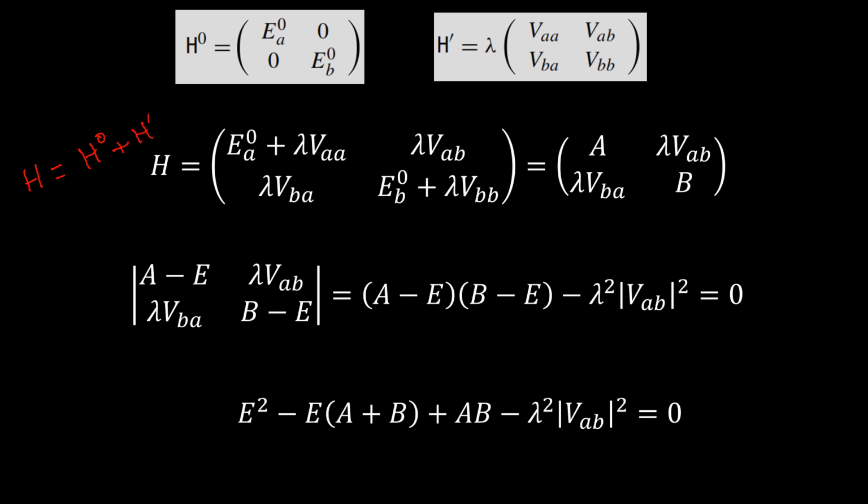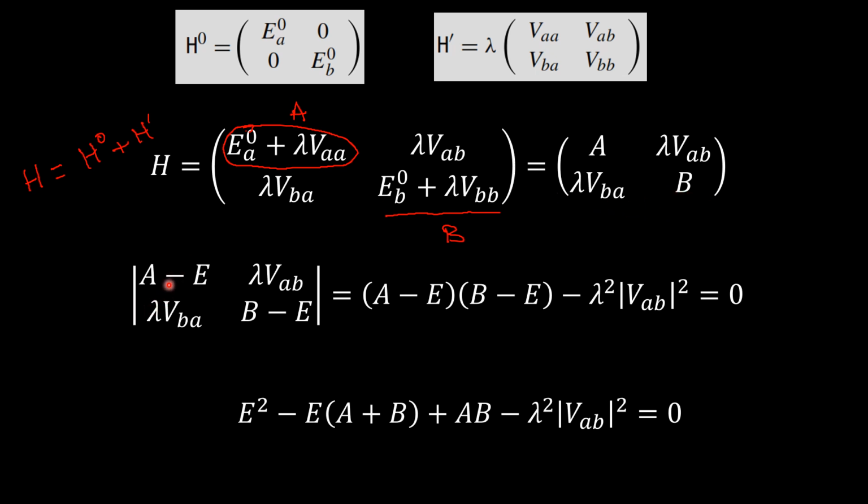If you add these two, you will get E sub A 0 plus lambda VAA here, lambda VAB here, and lambda VBA here. Then here you have E sub B 0 plus lambda VBB. So now I can take this parameter as A, for mathematical simplicity, and I'll take this as B. So I can rewrite this matrix as A, lambda VAB, and lambda VBA, B.